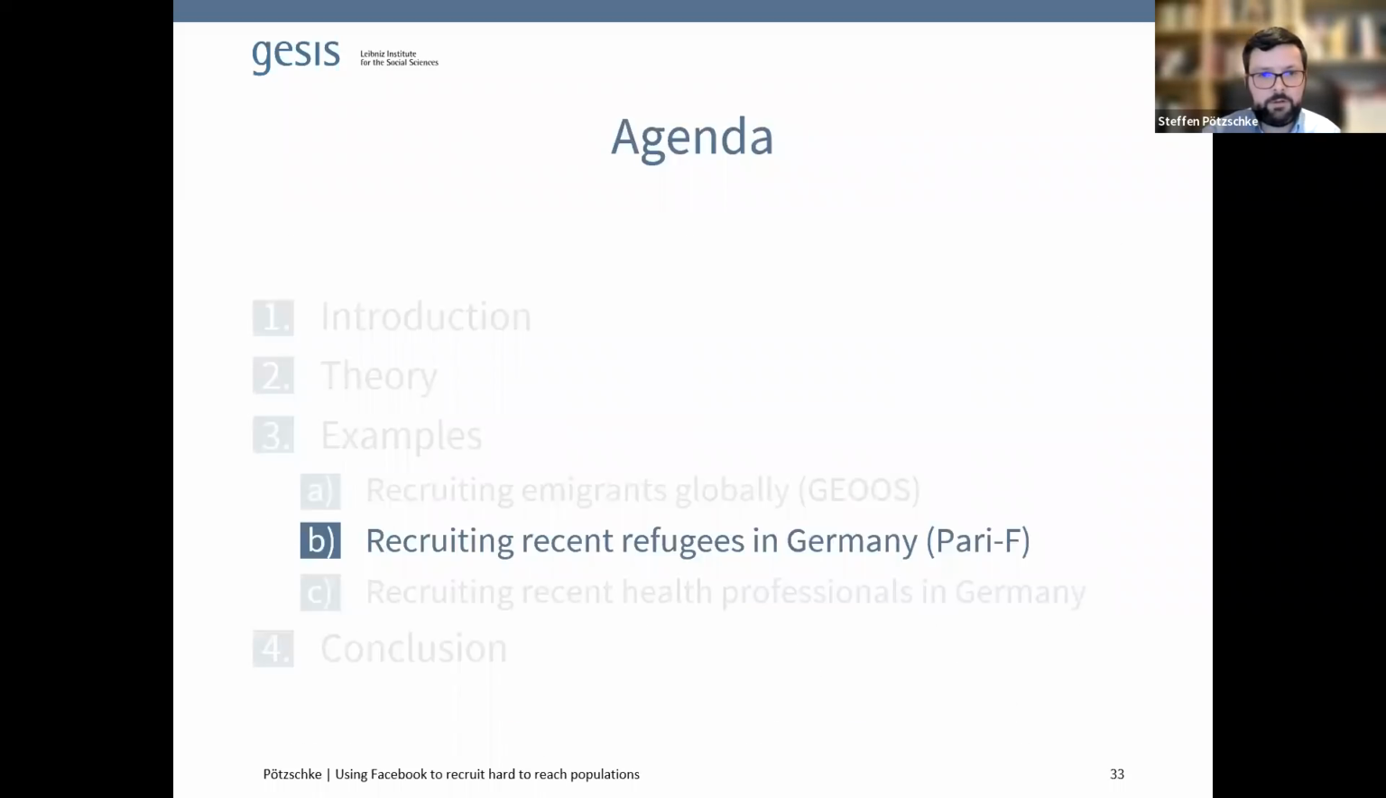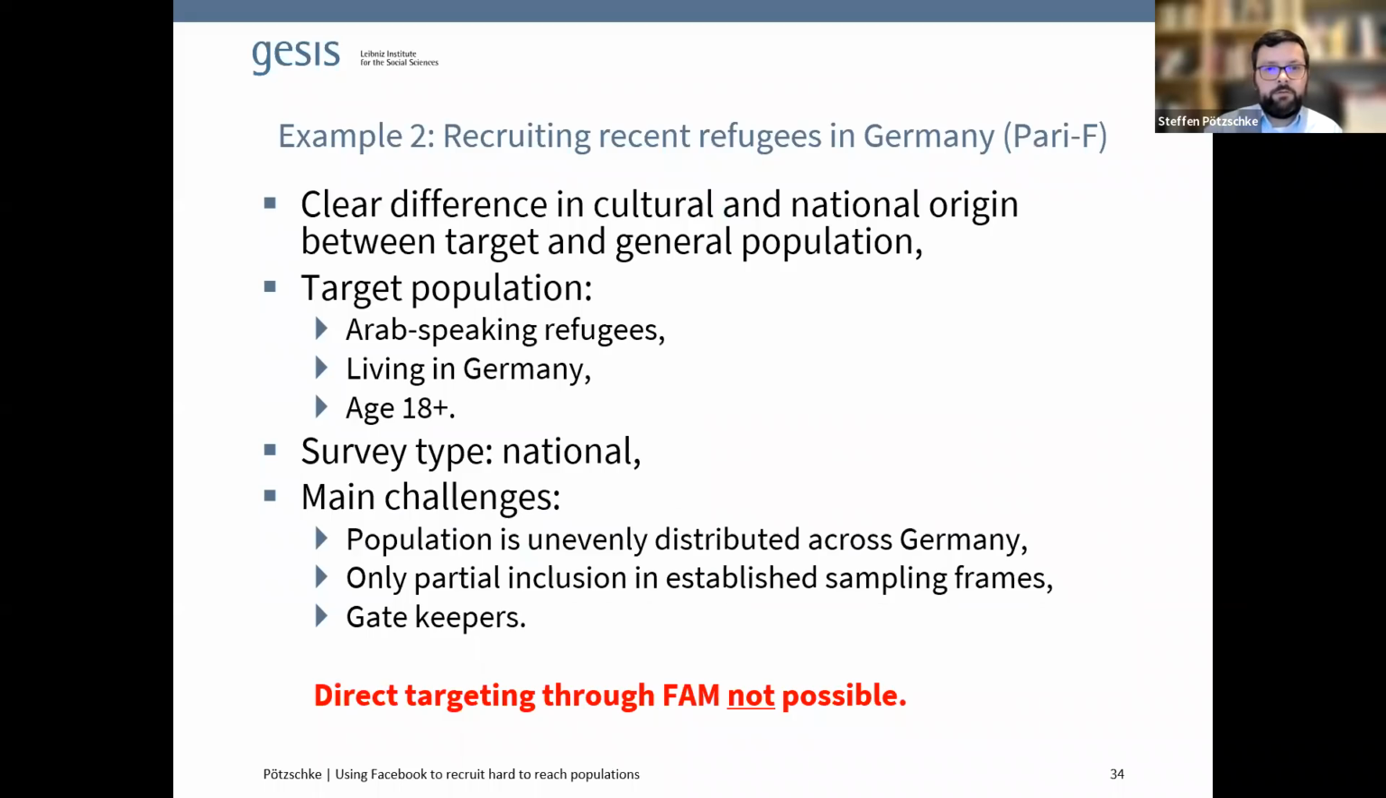With this, I'm going to come to the second example I want to talk about. Here, I'm referring to research we did on refugees in Germany. Again, we have a population that clearly differs in cultural and national origin from the target population. We specifically targeted Arabic-speaking refugees living in Germany and aged over 18. So here you see we already narrowed the target population a bit. It was not refugees in general.